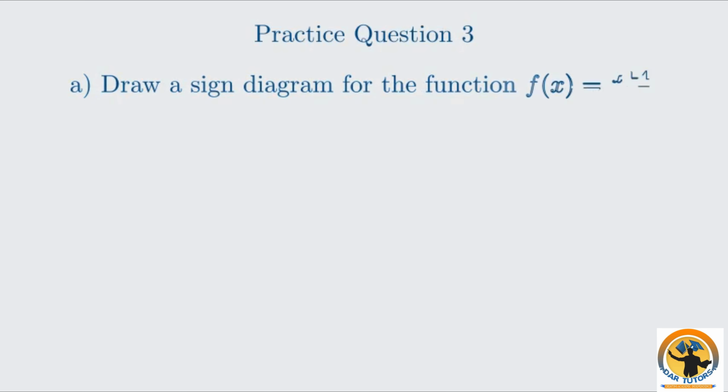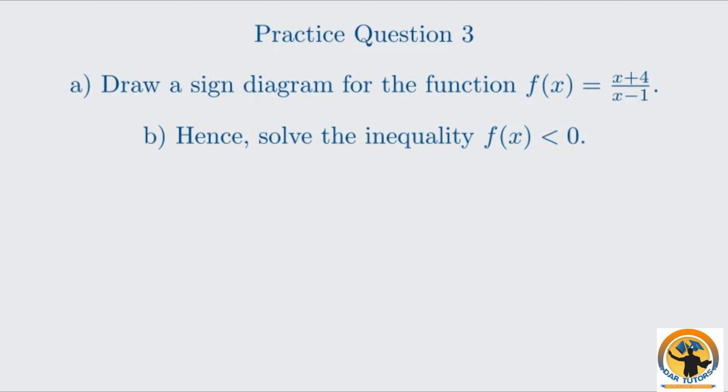Here is practice question 3, combining rational functions and sign diagrams. The question asks to draw a sign diagram for the function f of x equals the quantity x plus 4 divided by the quantity x minus 1. Then we need to use this sign diagram to solve the inequality f of x is less than 0. Take a moment to work through this sign diagram and solve the inequality.